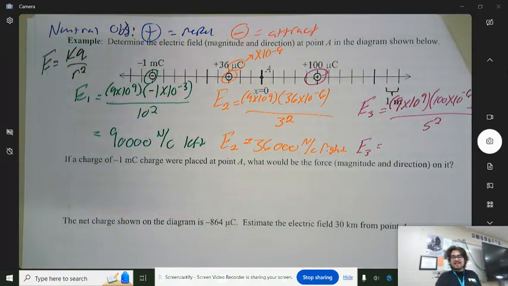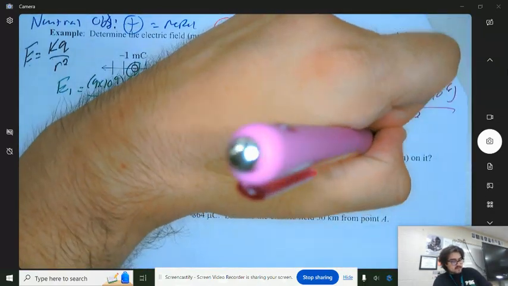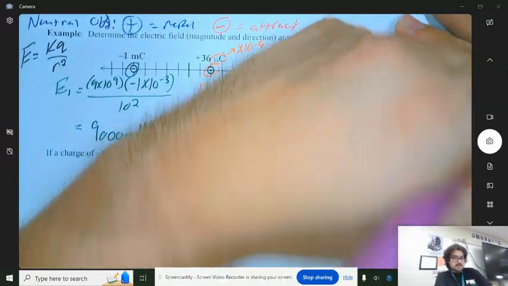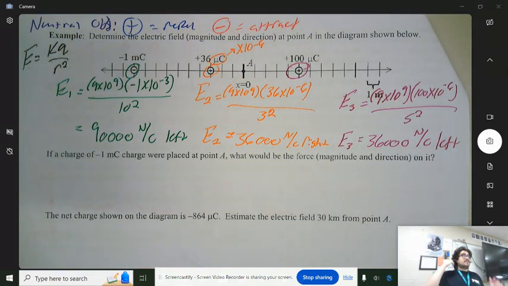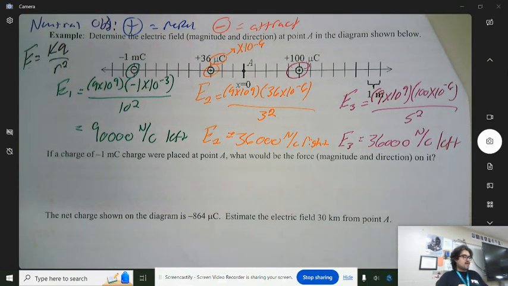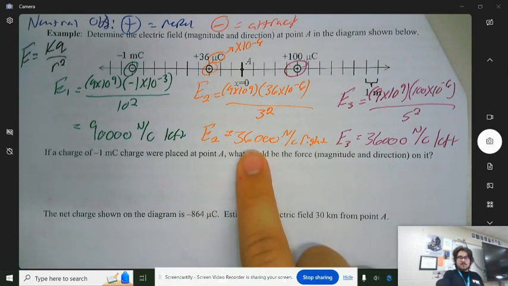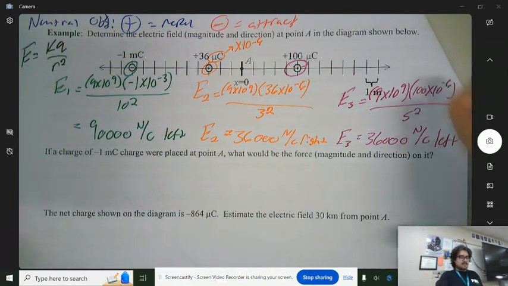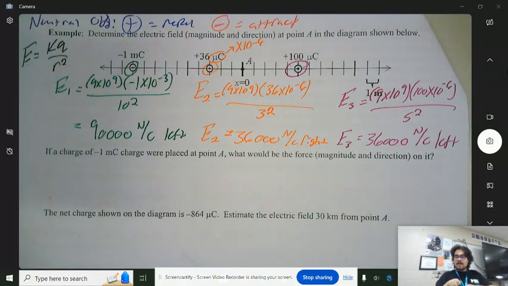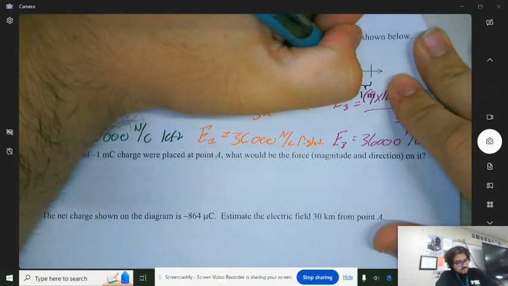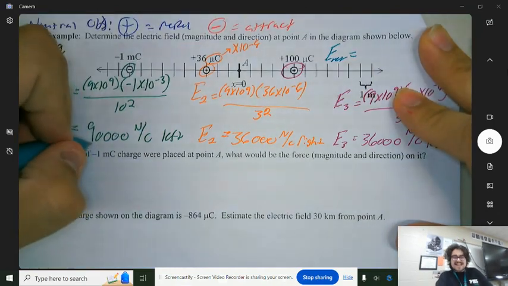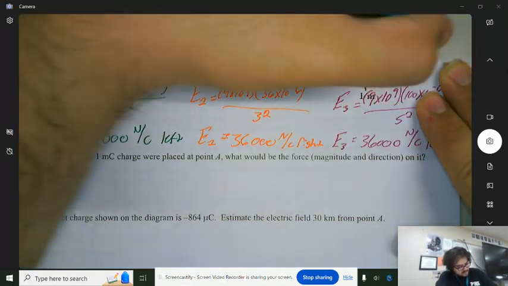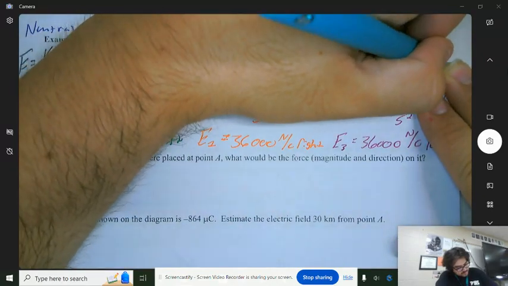And then you calculate that out, you're actually going to end up getting 36,000 newtons per coulomb to the left, okay? Because it is positive, again, repulsive. Now, here's the thing to notice. Wait a minute, 36 newtons per coulomb to the right, 36 newtons per coulomb to the left. That just cancels out, right? So what's the net field here? The net field is just going to be that 90,000 newtons per coulomb left, okay?